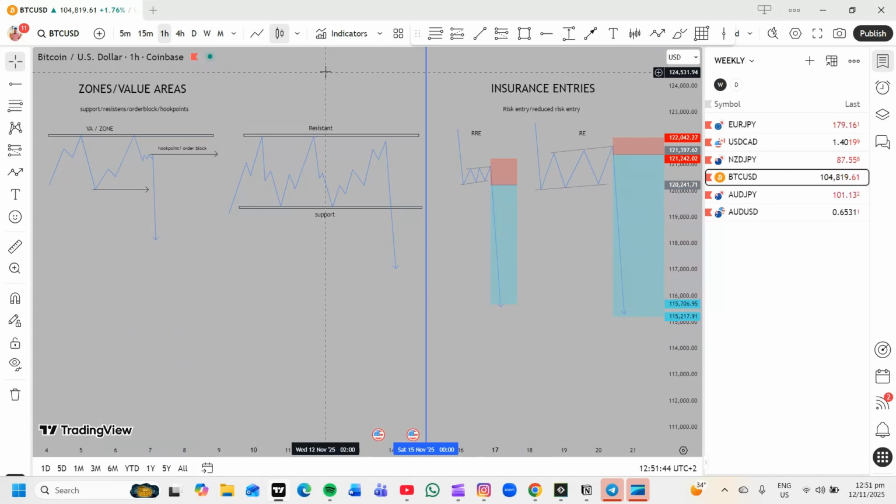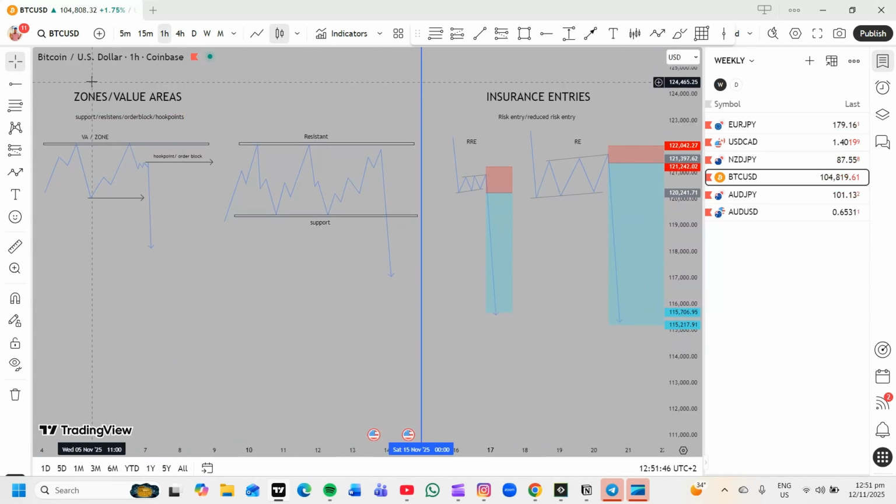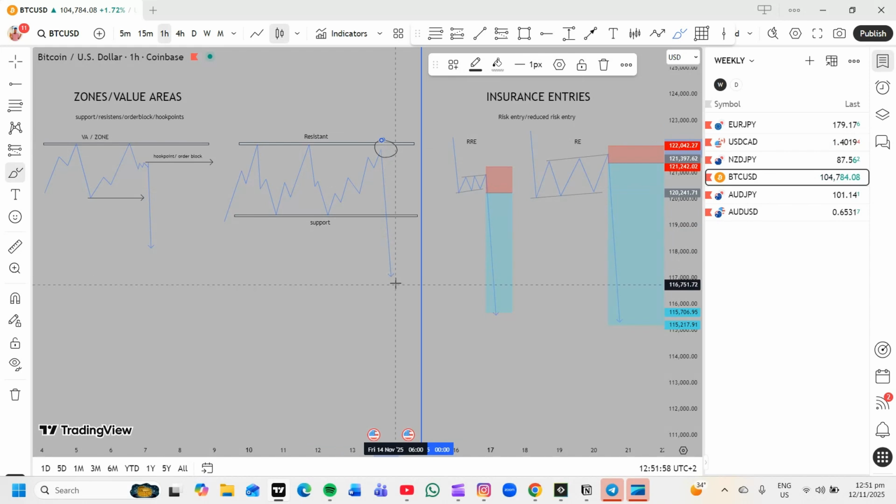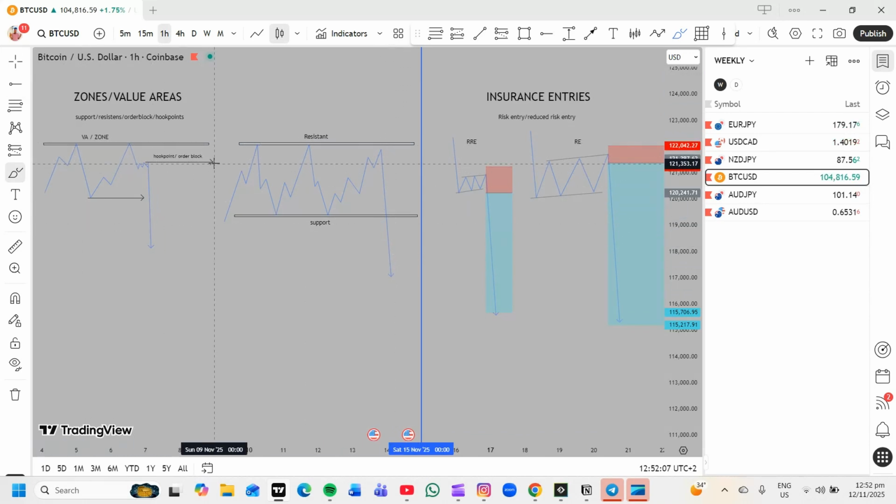So yeah, the market doesn't always get to our zones, value areas, or our support and resistance. Sometimes it can just come and leave a space like here. It left a space and then it dropped. You see? But as for you, you are waiting for it to come into the resistance itself before it drops. Okay. Then this is a hook point or an order block because it made a small correction, impulse correction, and then it dropped aggressively, breaking these lows. So some call it an order block, some call it a hook point, and this is where people will wait for the market to get back here and start looking for sales.